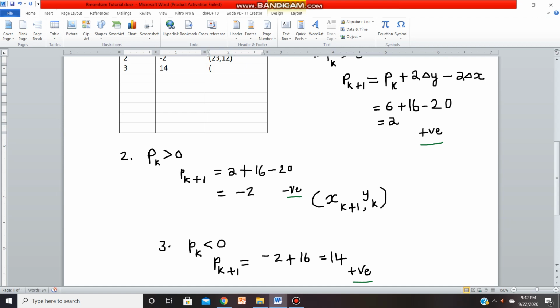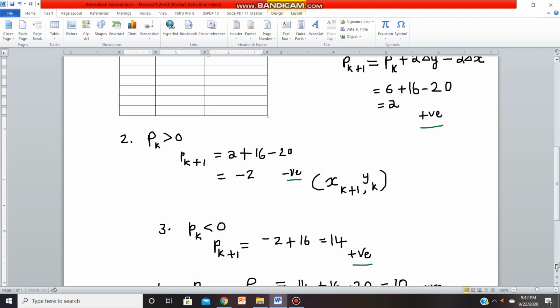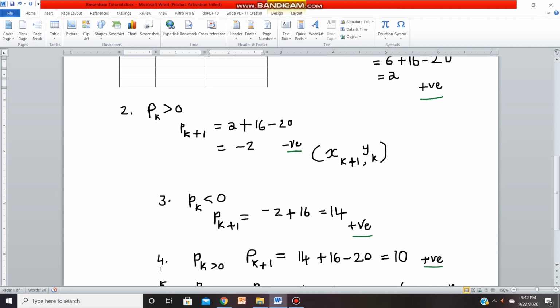And since it is a positive value, what will be the next pixel position to be chosen? xk plus 1, yk plus 1. So I can write 24, 13. Okay. Similarly, I am going to calculate for k is equal to 4.